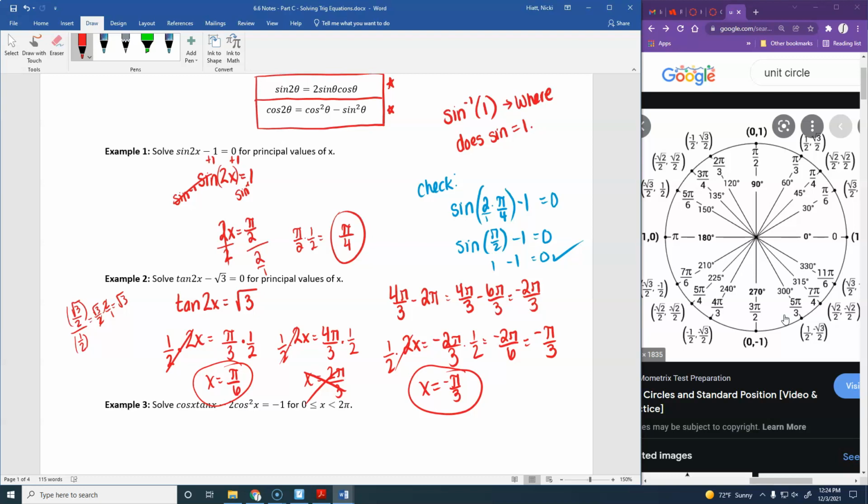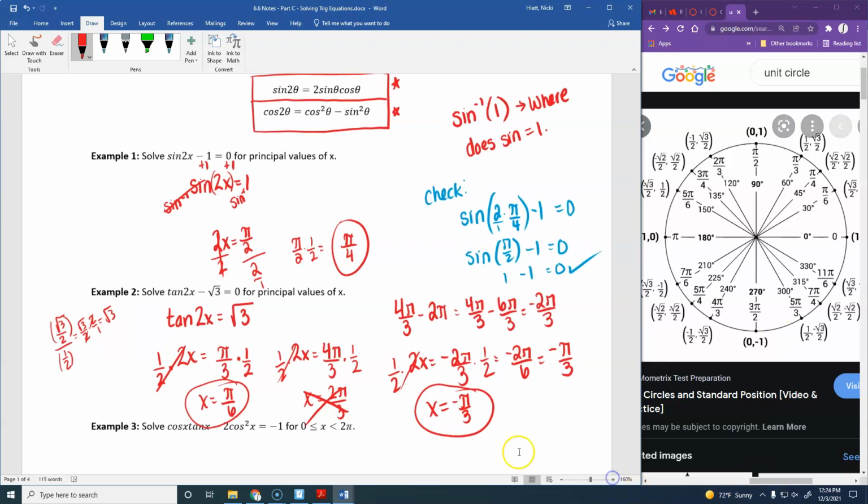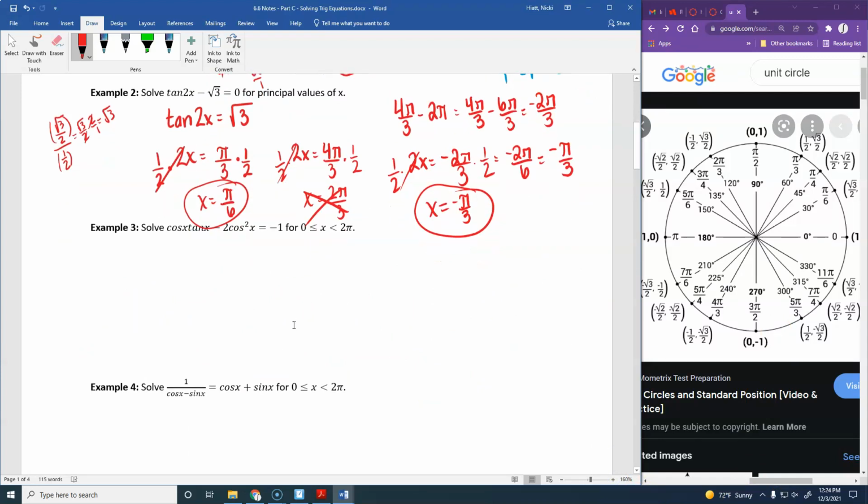So when we're doing these problems, and we're having to divide by 2, we're going to need to look outside of just the first and fourth quadrant, because if we have an answer that will work, and when we take half of it, it ends up being a principal value, it is still one of our answers. Okay, questions on number 2?